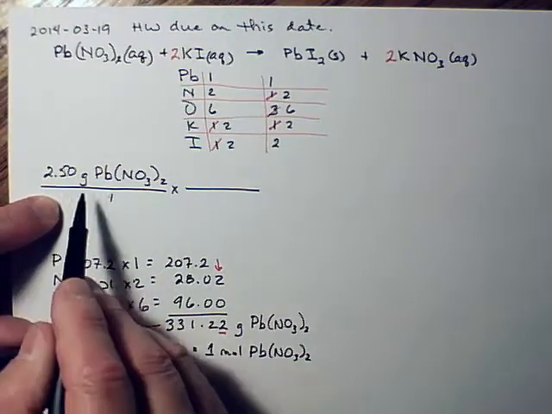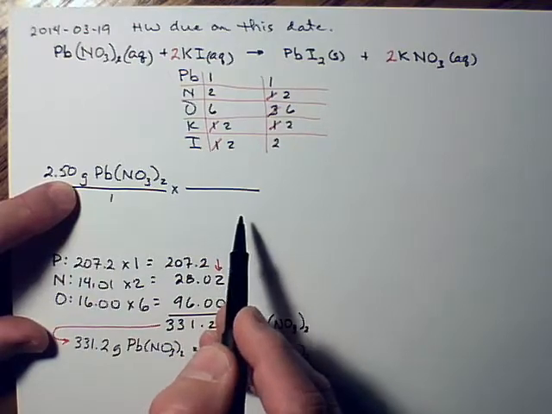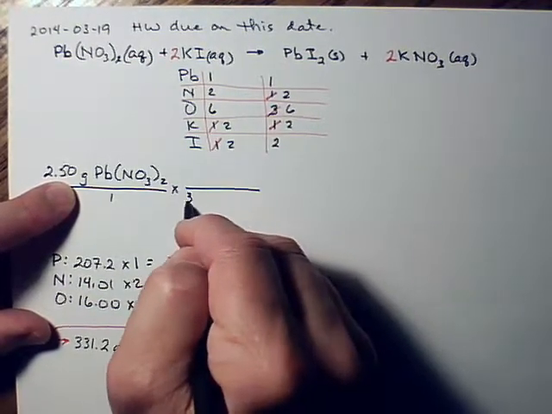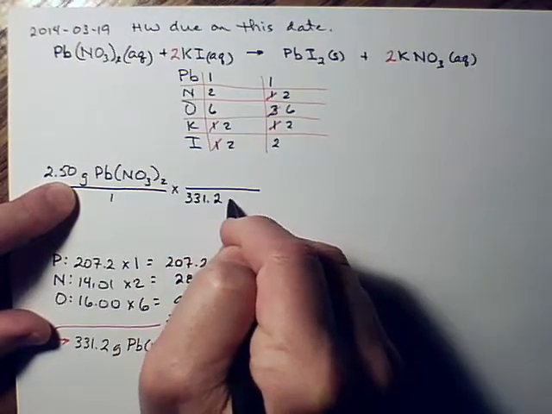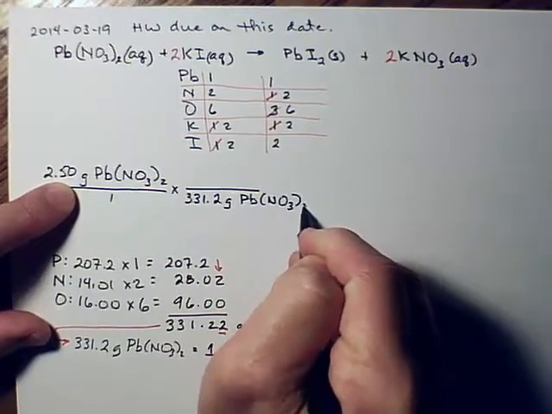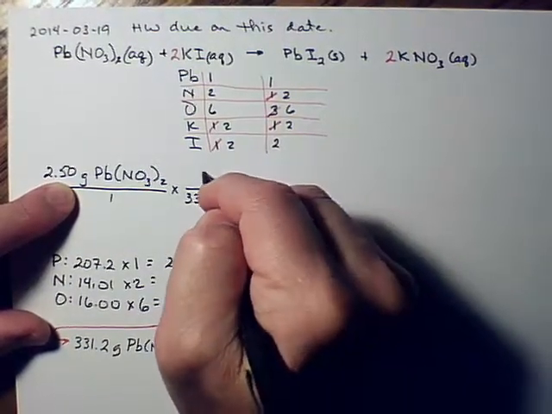So we want to make sure we put grams of lead-2 nitrate on the bottom here so we can cancel that. So this side of the equality statement goes on the bottom of this conversion unit. And then the other side of the equality statement goes on the top.